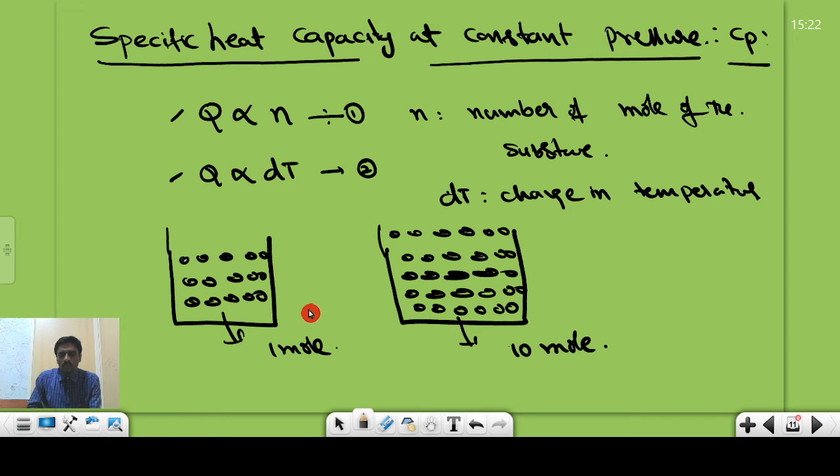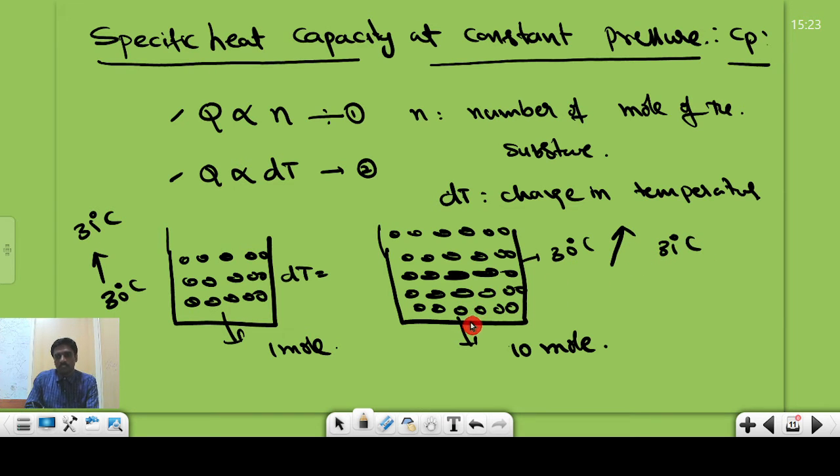Now we are going to increase the temperature by the same amount in the two substances. Let me take delta T: this substance is at room temperature, 30 degrees Celsius, and this substance is also at room temperature, 30 degrees Celsius. Now we are going to increase this substance by 1 degree Celsius, to 31 degrees centigrade. This substance is also going to increase from 30 to 31 degrees centigrade.